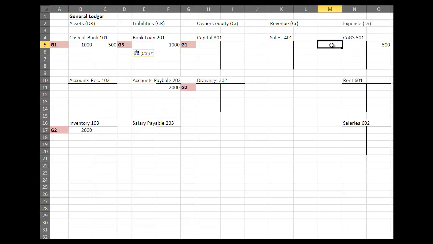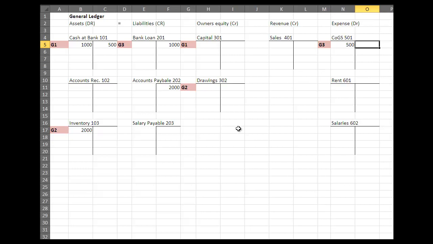Whoops, I stuffed that up. G3, I'll put that down as a credit instead of a debit. Well, that's one of the things I could leave, and we could find that out when we do the trial balance. But I see time's not going to be there to do that. So let's move on.